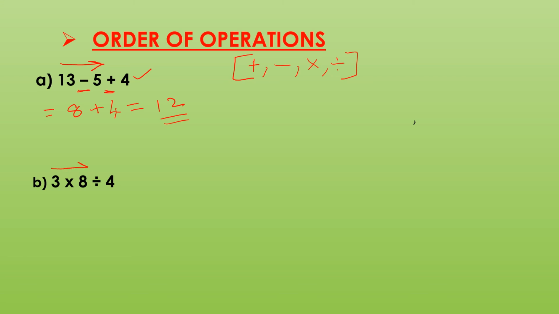So how will you do this? So your first operation is multiplication. So you will do 8 into 3, which is equal to 24 divided by 4, which is equal to 6. Understood? This is how you do.